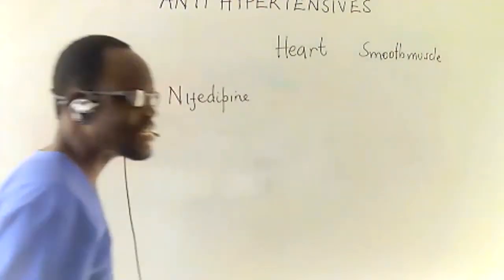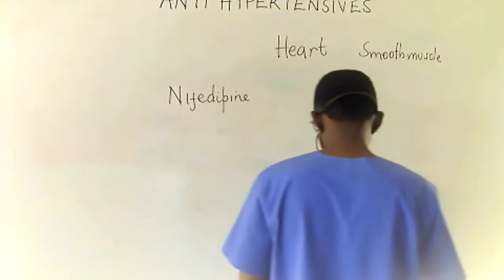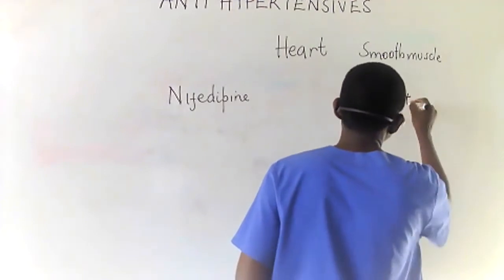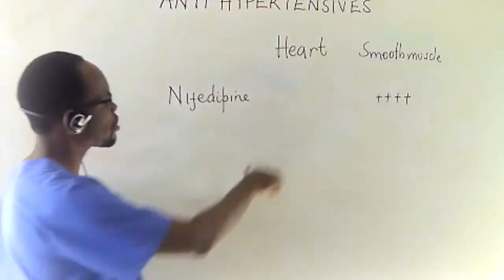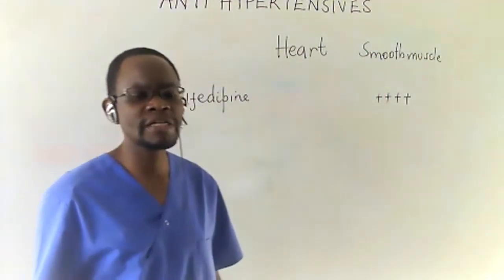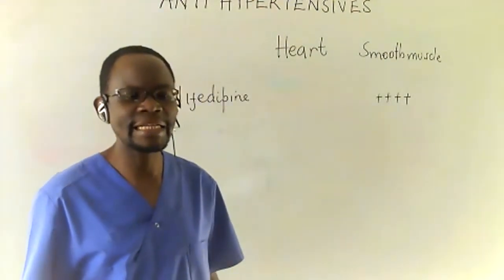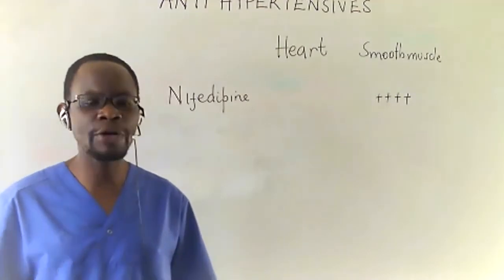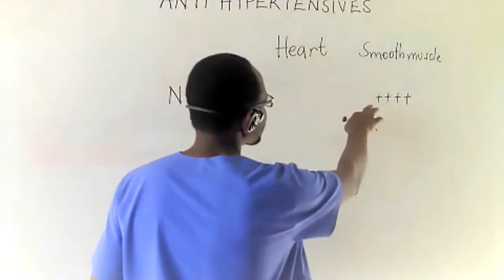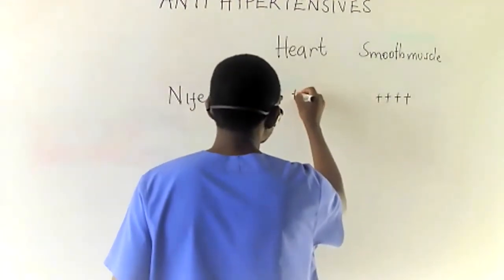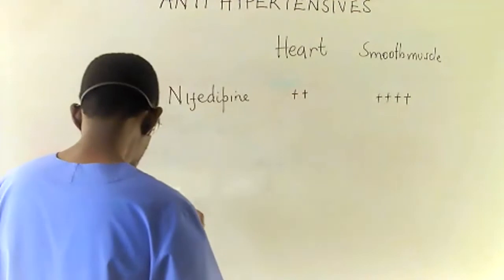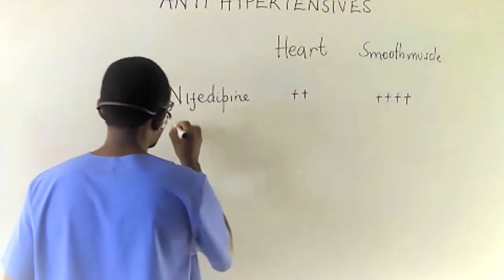So as far as nifedipine is concerned, it is more active on the smooth muscle. So it causes much dilatation. In other words, it blocks the calcium ion channels mostly in the smooth muscles. It does mostly here, but it also has a slight effect on the heart. The other example is what we call verapamil.